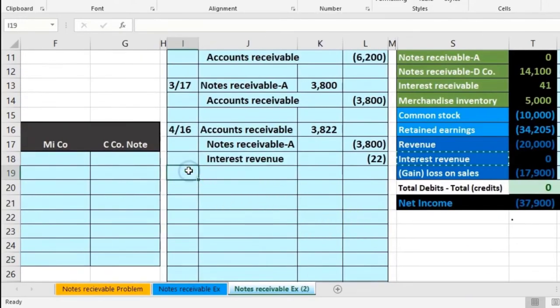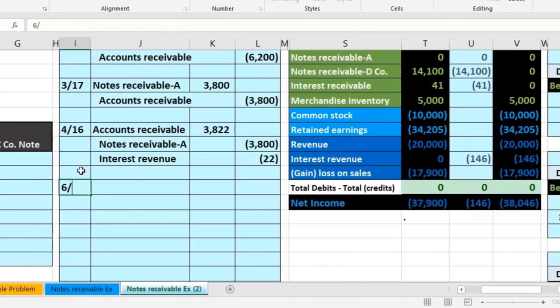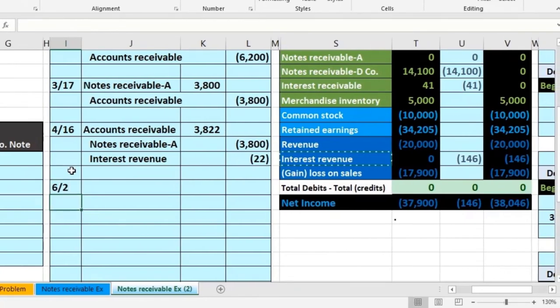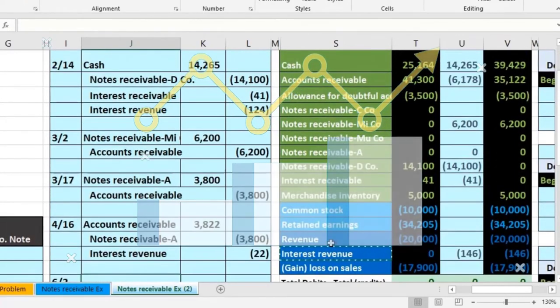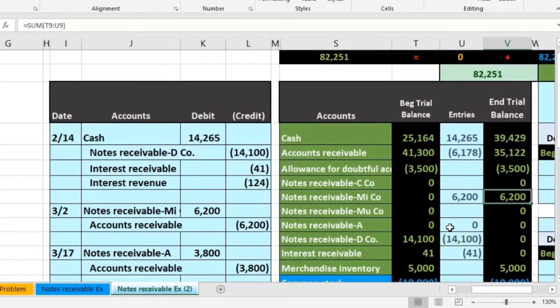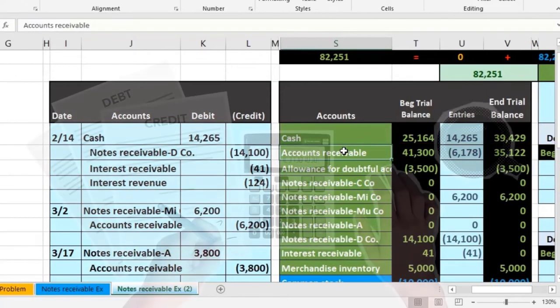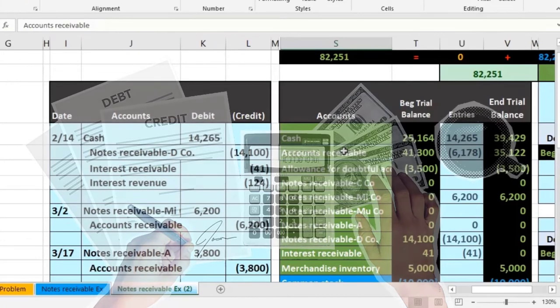We're going to say over here on I-20, 6,2. And we're going to say that the accounts receivable is going to go back up, because this company is not paying us that 6,002. It's going out of the notes receivable and back to accounts receivable. Accounts receivable has a debit balance. We need to make it go up by doing the same thing to it, another debit.